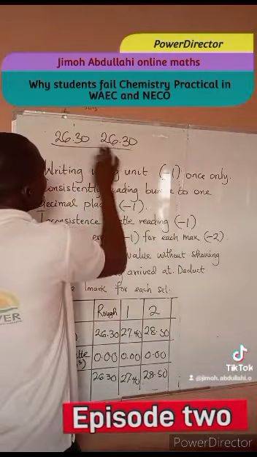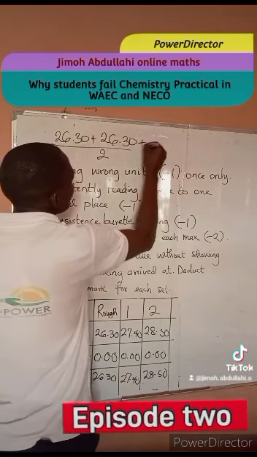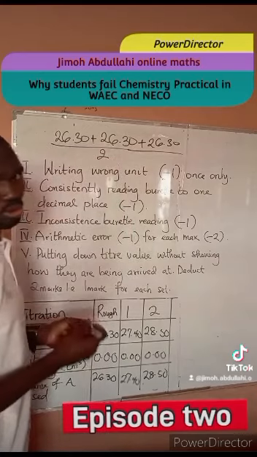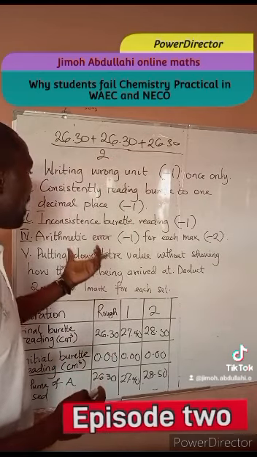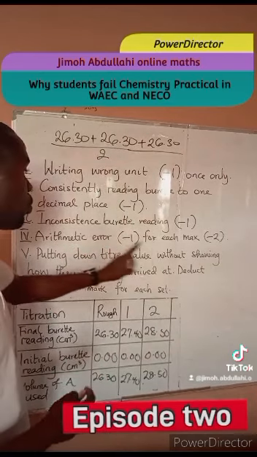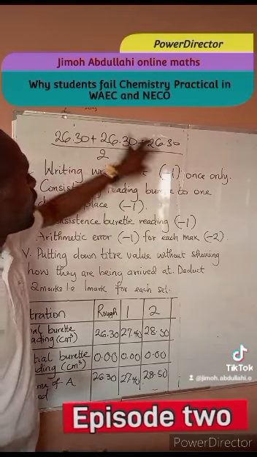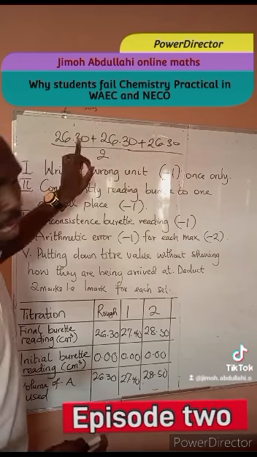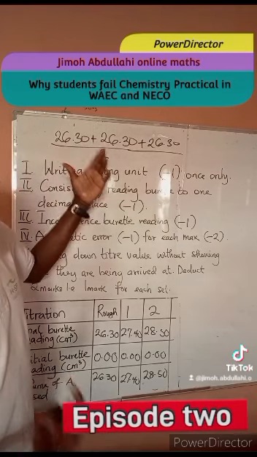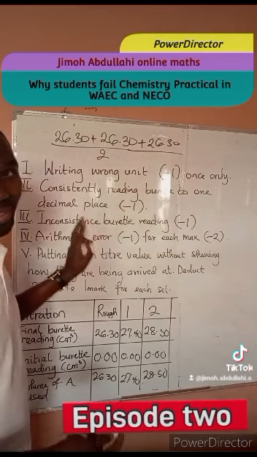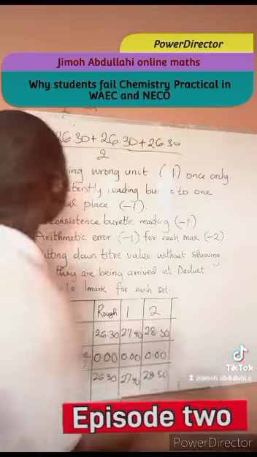Or you added 3 values, 26.30, you now divided by 2. You see, part of the arithmetic error they are talking about. So how many marks are you going to lose? 1 mark. So let's assume after adding it up here, you didn't get it, that's 1 mark. And the answer again does not seem correct, that's another -1. So you have lost 2 marks.